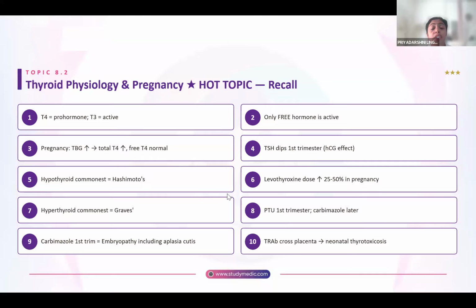So coming to neonatal thyrotoxicosis, why is the baby at risk? Because these antibodies, the thyroid receptor antibodies, can cross the placenta, go to the baby and affect the baby. So these are some key points that you need to remember in your thyroid.